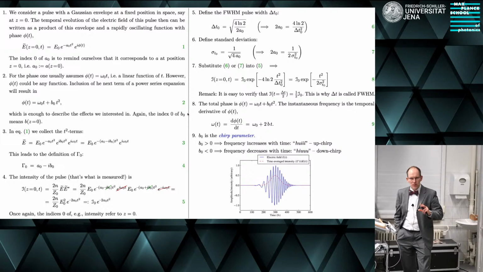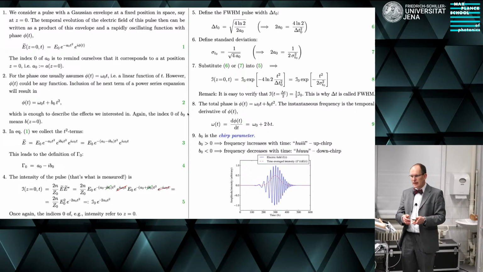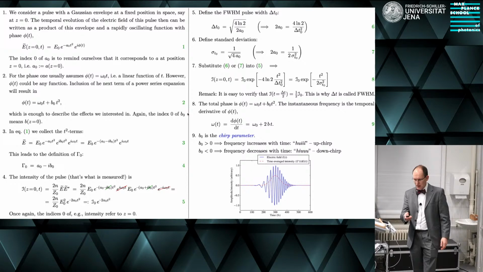What I do on the next, well, couple of pages in this chapter 14 is to derive how these parameters A and B develop if you propagate in time. So then we don't have A naught and B naught, but A of Z and B of Z. And well, the upshot is this graph here.